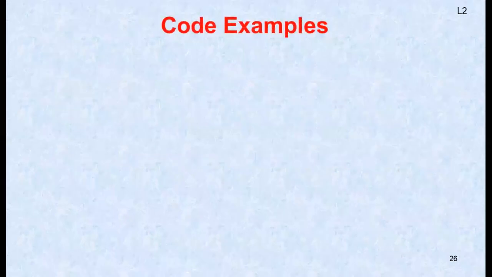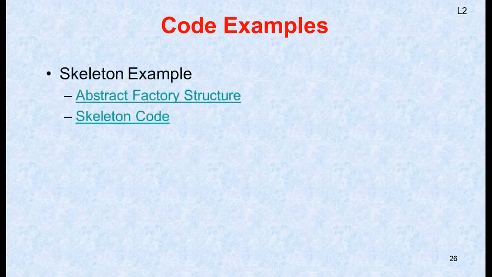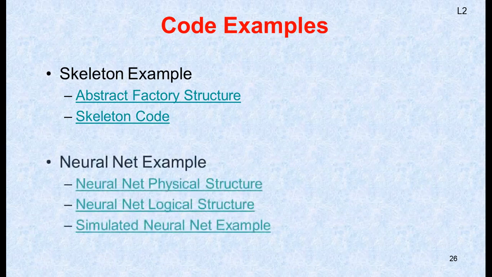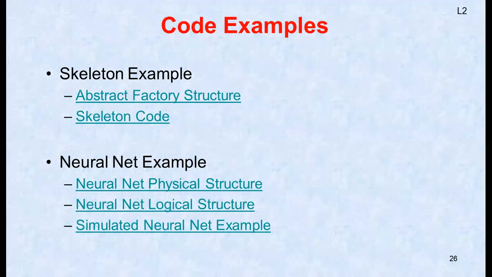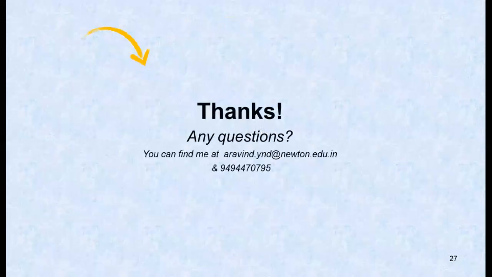Thank you. If you have any queries, please mail me at arvind.ynd@newton.edu.in. And here we have seen some examples like a skeleton example, which is the abstract factory structure or skeleton code. Neural net examples: neural net physical structures, neural net logical structures, and simulated neural net examples. So thanks.